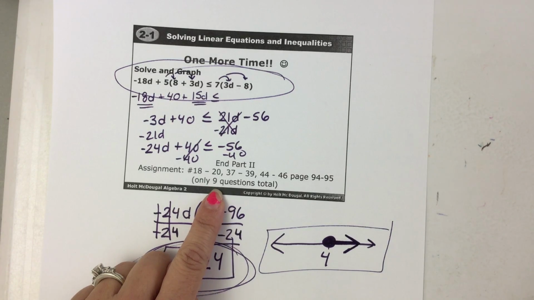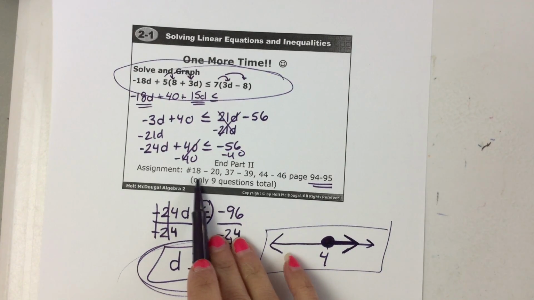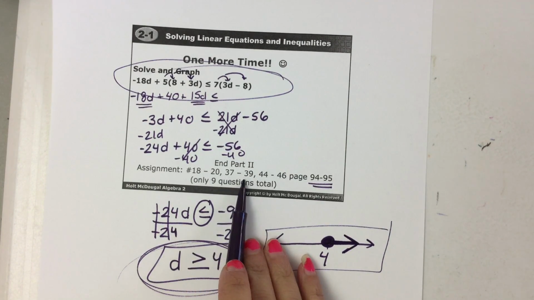Your assignment, there's just 9 questions out of the book. You'll go to page 94, 95, try 18 to 20, jump ahead, go 37 to 39, and then 44 to 46.